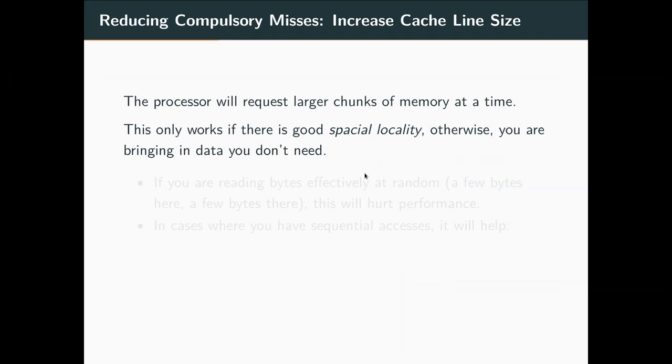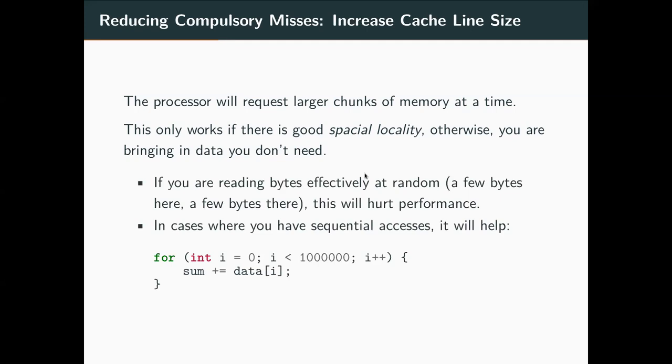If we don't have spatial locality, then we pulled in a bunch of data that we don't want. So if we pulled in the entire cache line and then only accessed one index and never any of the other ones, we pulled in all of the other bits of memory and never used them, which is pretty wasteful of bandwidth. If you're reading bytes effectively at random, a few bytes here, a couple bytes over there, a word here, bringing in large cache lines is going to hurt performance. For example, if you pulled in a cache line that's a kilobyte and then accessed one byte, that's really wasteful, which is why you'd never see a cache line that's a kilobyte.